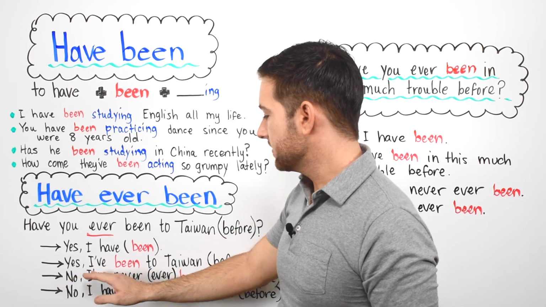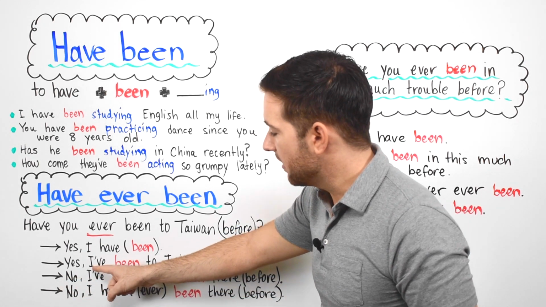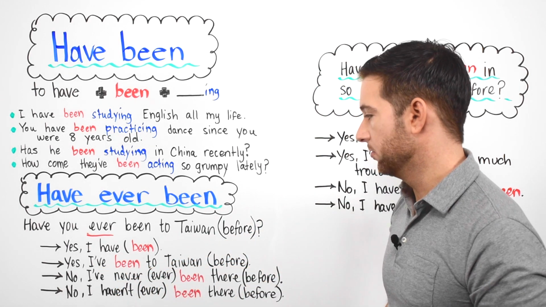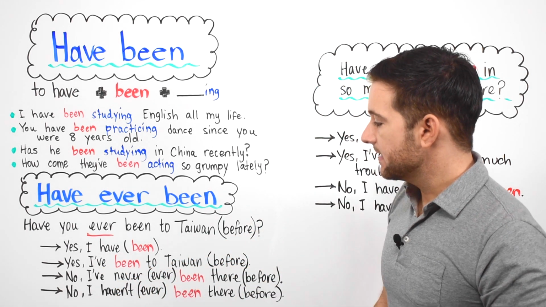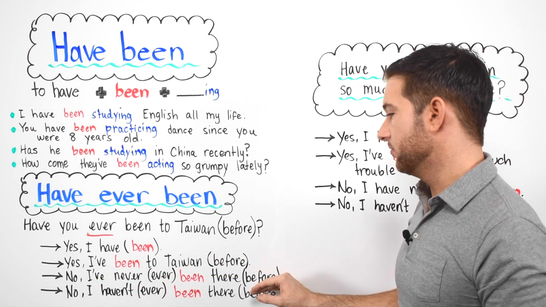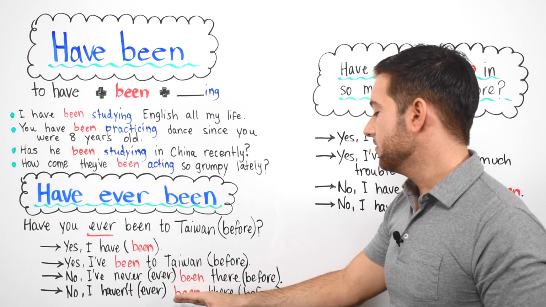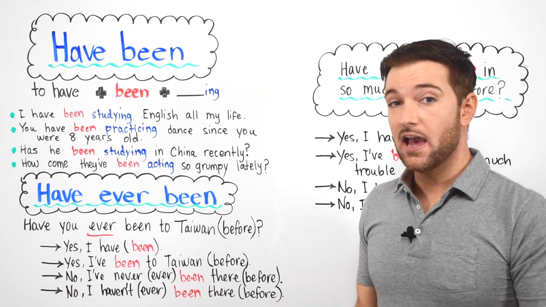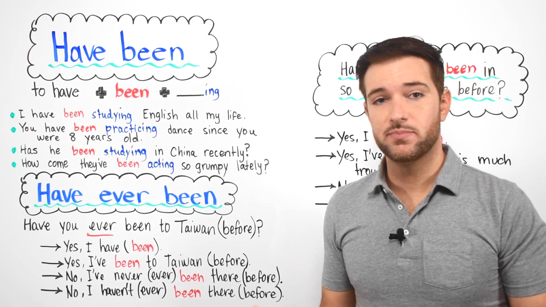Or you can say, yes, I've been. Notice that we have I've. Okay, I've been to Taiwan before. Okay, yes, I've been to Taiwan before. No, I've never ever been there before. No, I haven't ever been there before. Okay, so notice that we have ever and we have never and we have before.